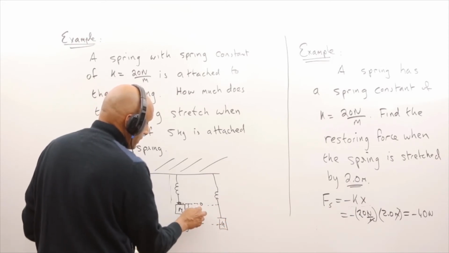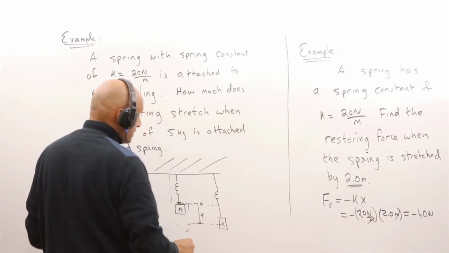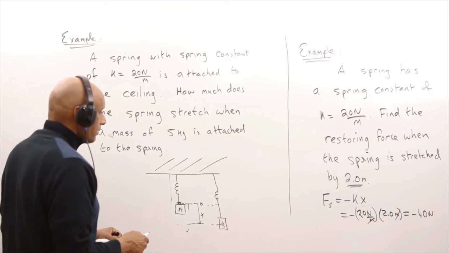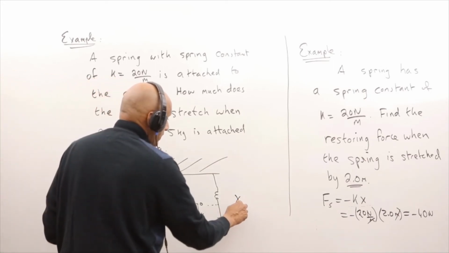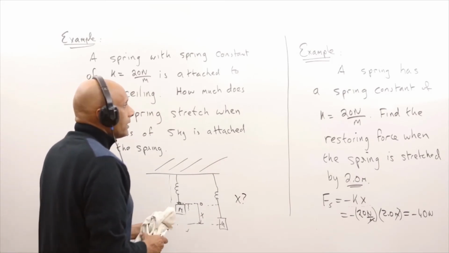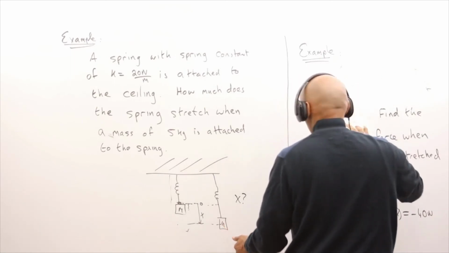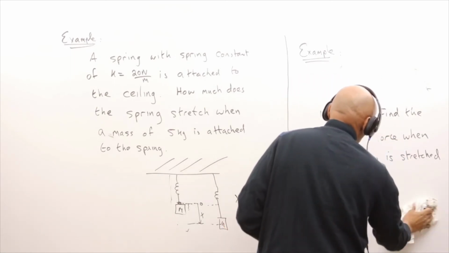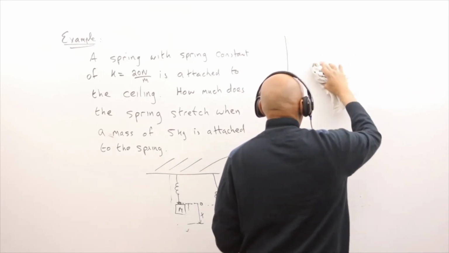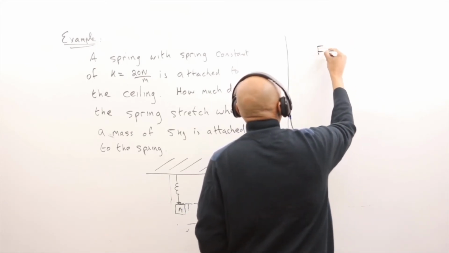And I'll use x to mean down. x is positive when it is down. Okay, so the question is find x, find the displacement or the stretching of the spring. So we're going to do a free body diagram for the mass at the bottom of the stretch. So here's our free body diagram.